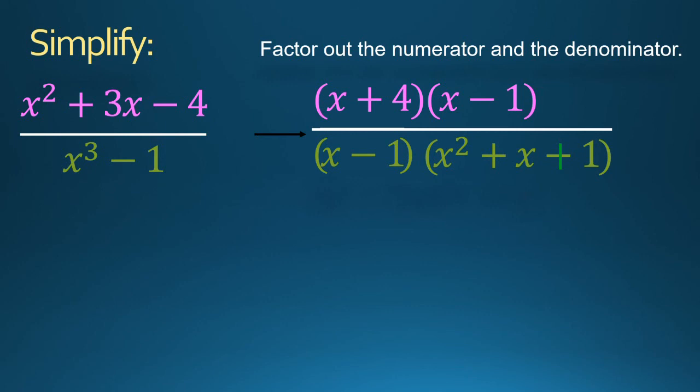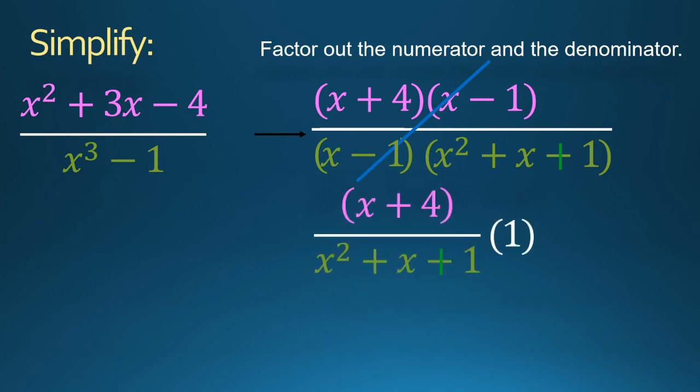So we can divide x minus 1 by x minus 1. That will give us 1. So natira na lang sa taas ay x plus 4, at ang natira sa baba ay x squared plus x plus 1. The denominator is not factorable anymore. So the final answer is x plus 4 all over x squared plus x plus 1.